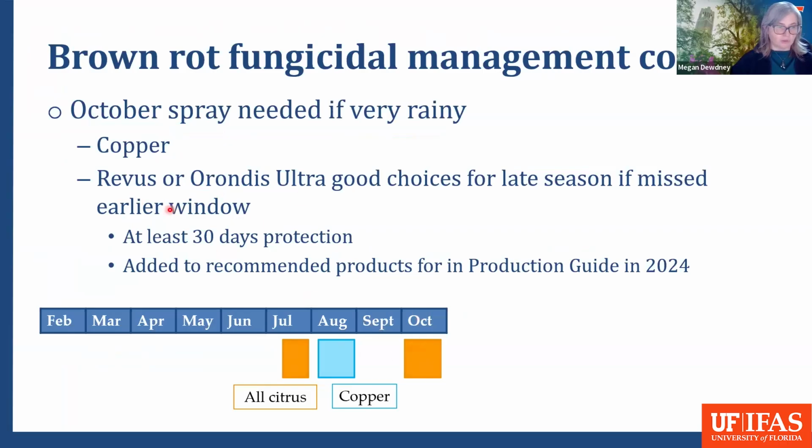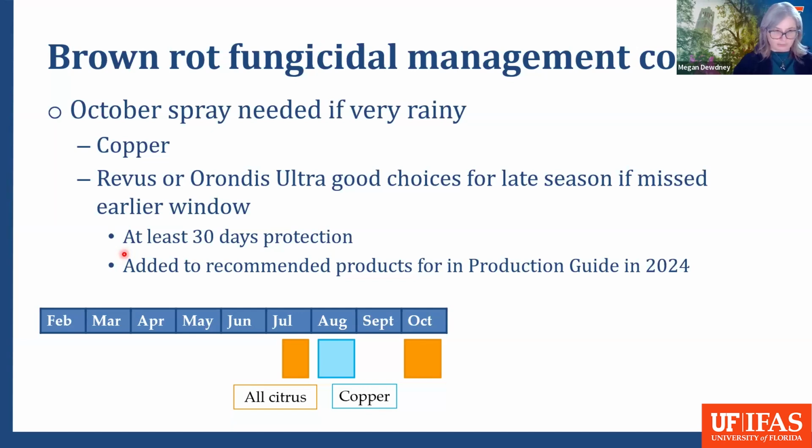Usually, if you're going to put out an application, then you really want to just stop it in its tracks as much as you can. We know that there's at least 30 days of protection. We didn't try and run it out as far as you could go. And we have added it to our recommendations for the production guide in 2024. So that was a recent addition.